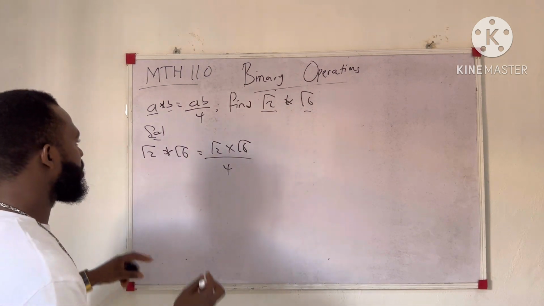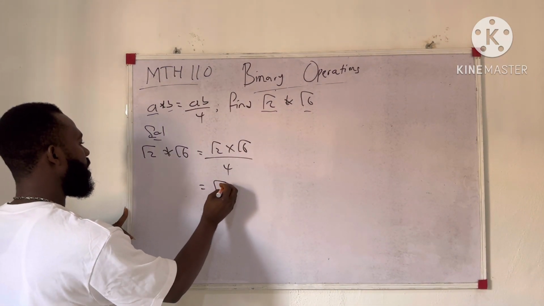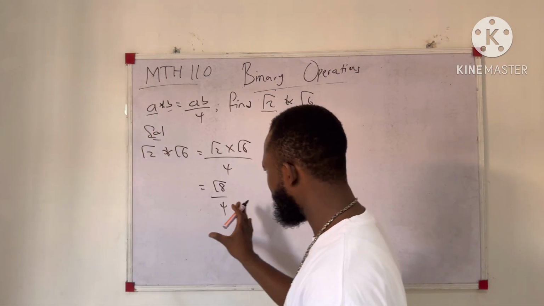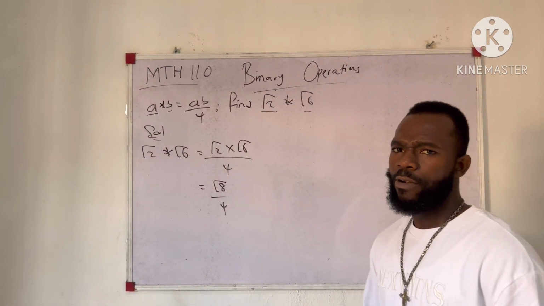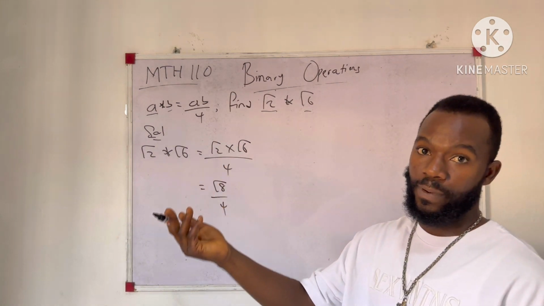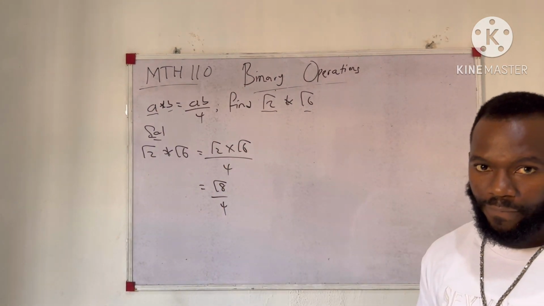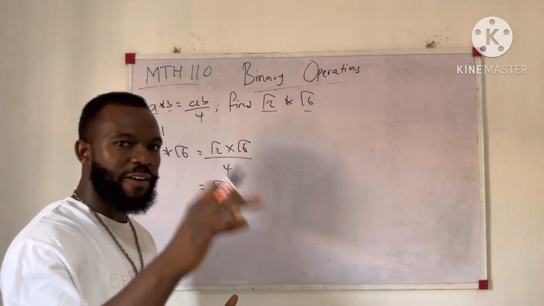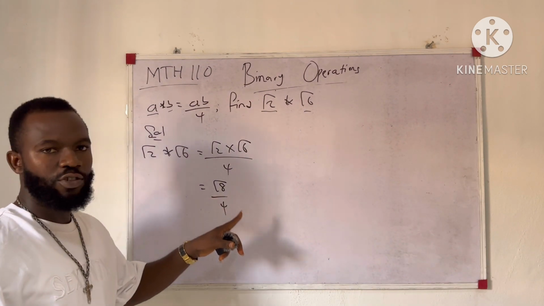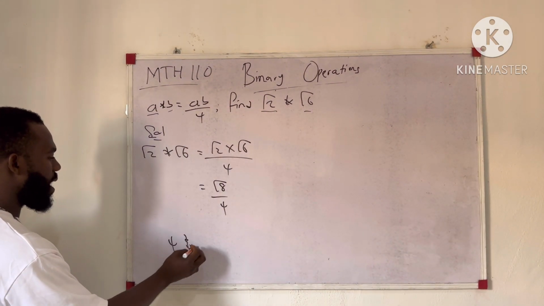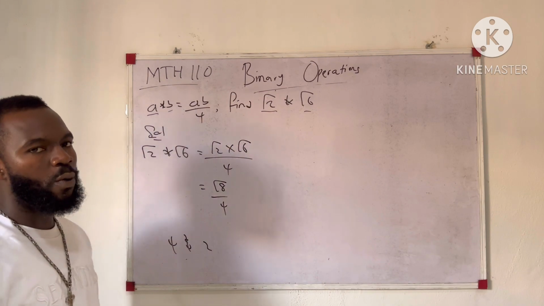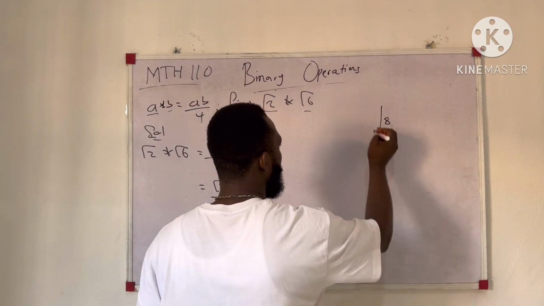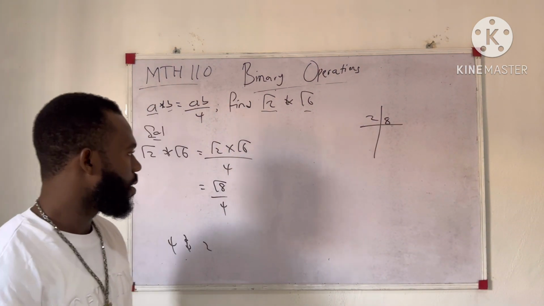Root 2 multiplied by root 6 will give us root 8 over 4. But this is not a simplified answer, because root 8 can further be simplified. And how do you do that? You think of two numbers that when you multiply, one is a perfect square and the other is not. Those two numbers here are 4 and 2. But I can give you a way that you can actually solve it on your own. For instance, you look for the LCM of 8.